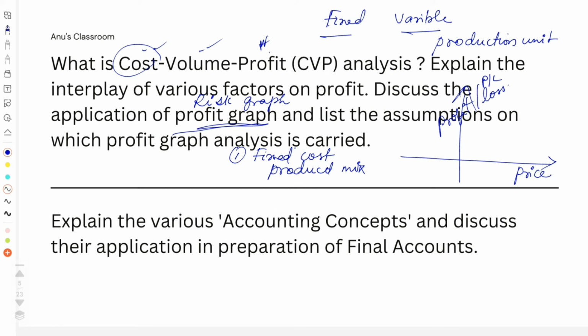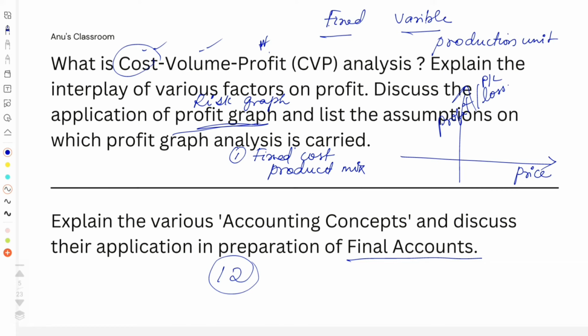It keeps on changing. The next topic is about accounting concepts. Explain the various accounting concepts and discuss their application in preparation of financial accounts. We had created a dedicated video for accounting concepts. There are 12 accounting concepts. We can have an essay question like this, which asks you to explain all the various accounting concepts, so you will need to know all 12. Or you might get a short note question, or a part of an essay worth maybe 10 marks, which asks you to discuss or describe a particular accounting concept.